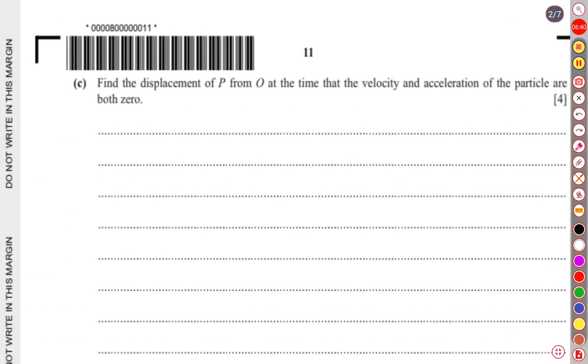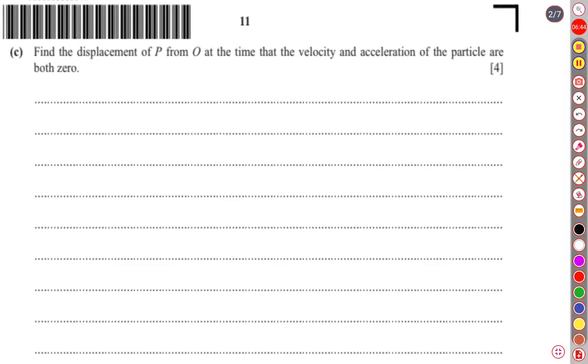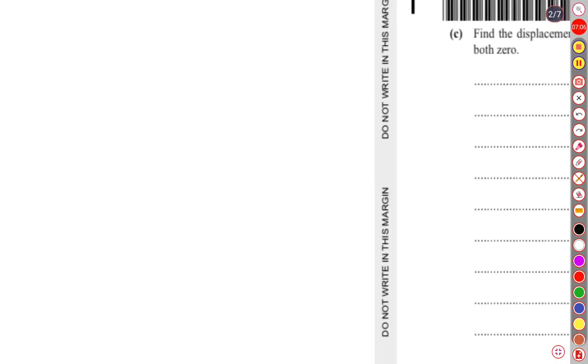Question number C says, find the displacement of P from O at the time that the velocity and acceleration of the particle are both 0. So it's all about displacement. Well, for displacement, we know the integral of velocity is the displacement. Before that, we can draw a graph to understand the scenario. So let me draw the graph over here.